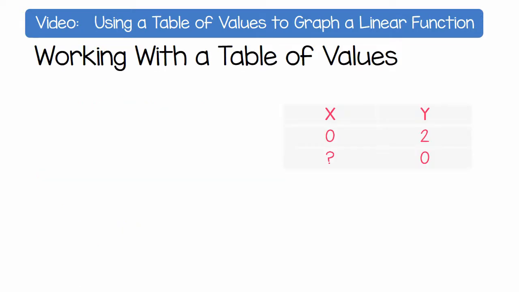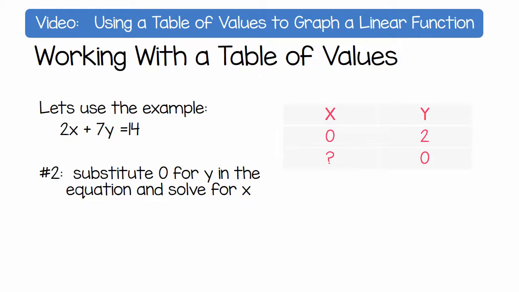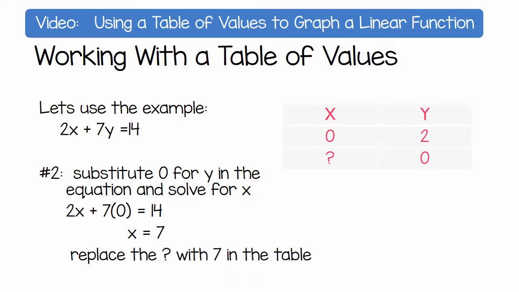And now let's find the value for x. Substitute 0 for y in the equation and solve for x. 2x plus 7 times 0 is 14, so x is 7. Now replace the question mark with 7 in the table in row 3.